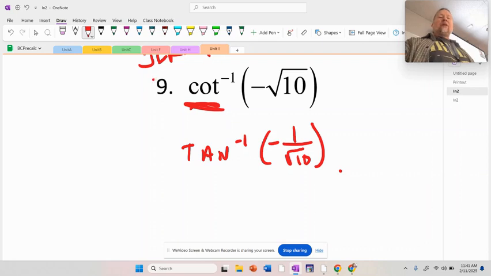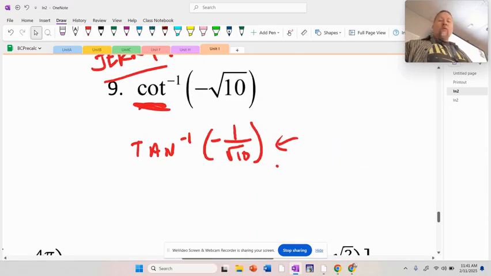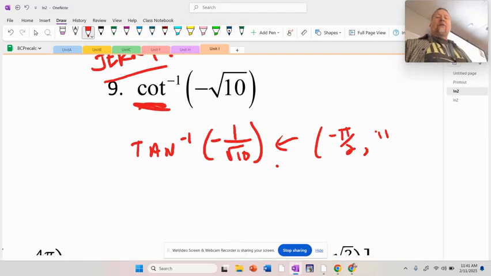But here's the problem. This is why this is a jerk store question. What are the rules for tangent? Where must my answer come from? It's from negative pi over 2 to pi over 2, right? Aren't those the rules of where the answer comes from? So the calculator is going to give you that, but the question was originally a cotan question.